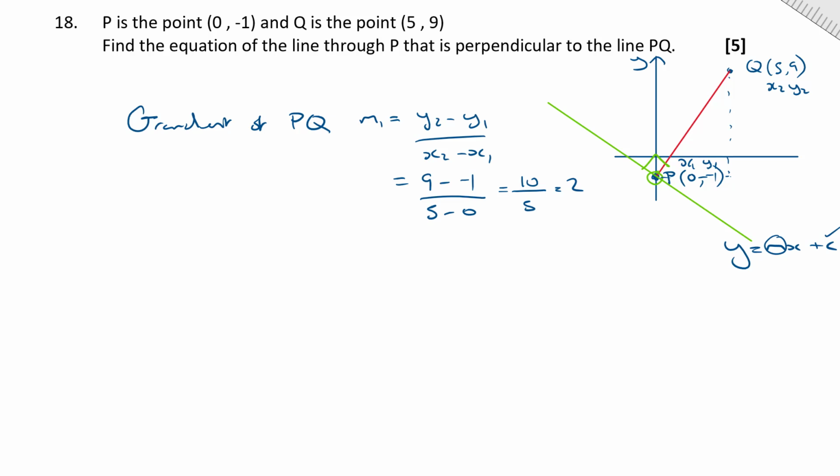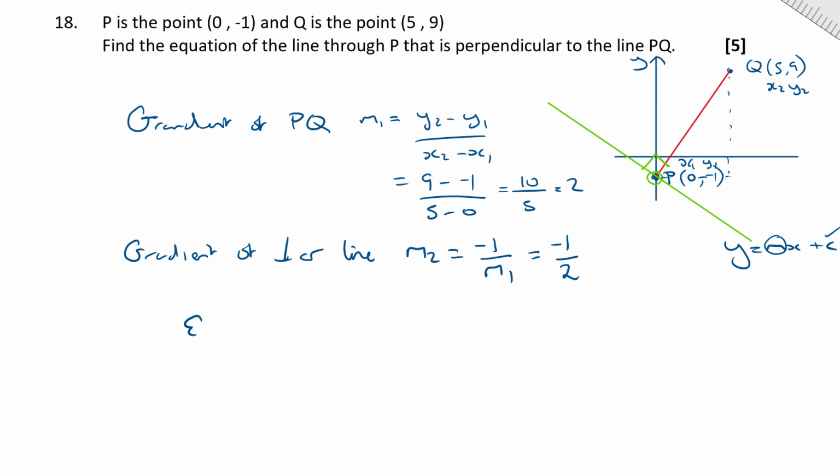Okay, so the gradient of our line then, which is perpendicular, the gradient of the perpendicular line, M2, is going to be -1 over M1. It's the negative reciprocal of the gradient of PQ, which is -1/2. So our perpendicular line is going to have a gradient of -1/2, which is what we were expecting. We were expecting it to be negative.